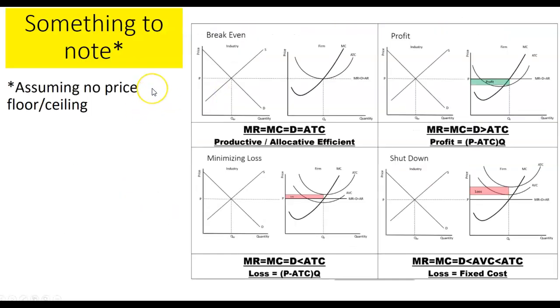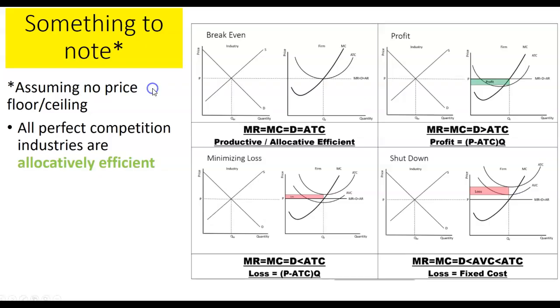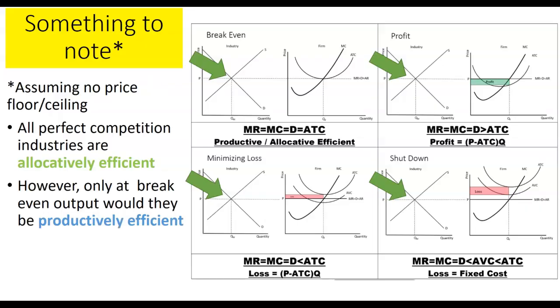Last thing to note, assuming no price floor or price ceiling, all firms in a perfectly competitive industry are allocatively efficient. How do we know this? Because they're all equal to supply and demand and consumer producer surplus. So they're all allocatively efficient. However, only a break-even firm is going to be productively efficient because they're producing at the minimum ATC.